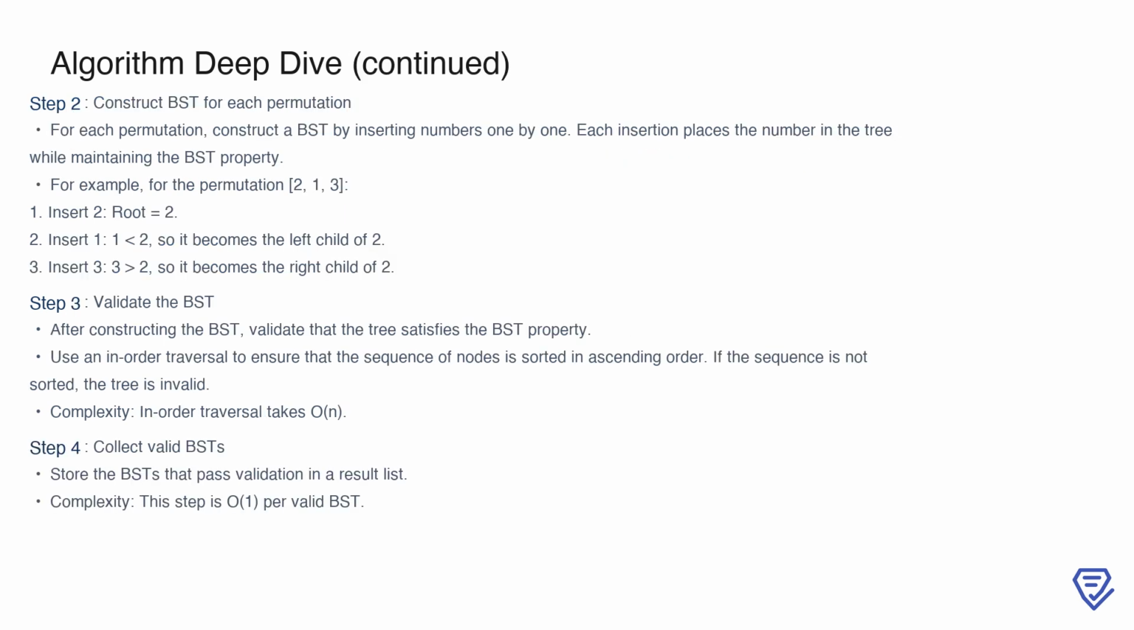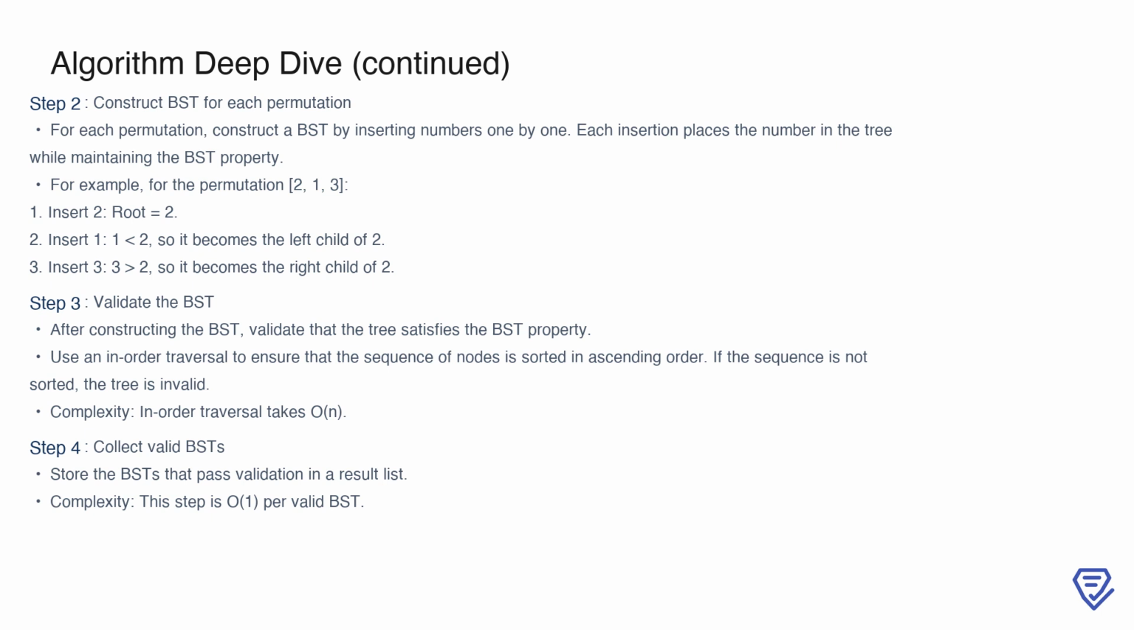Once we have the permutations, the next step is to construct a BST for each one. This involves inserting the numbers into the tree sequentially, ensuring the BST property is maintained during each insertion. Let's take the permutation 2, 1, 3 as an example. First, we insert 2, which becomes the root. Next, we insert 1. Since 1 is less than 2, it becomes the left child of 2. Finally, we insert 3, which is greater than 2, so it becomes the right child.